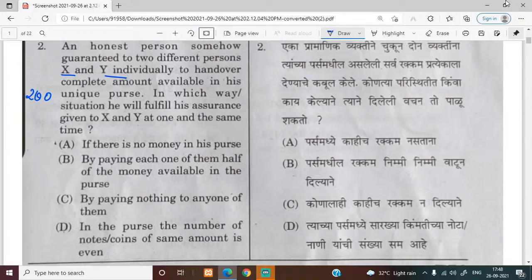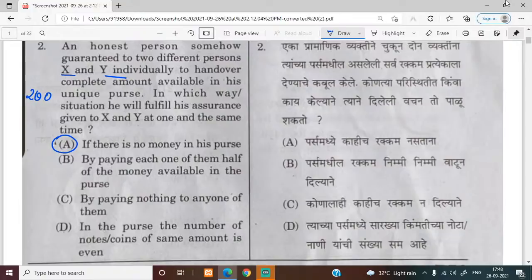Do you think if you have some money in your pocket, assume 200 rupees, and you said, I will pay X also and Y also 200? No, because you have only 200. But you have promised, you are an honest person. You said, I will definitely give this person all the money that I have. So it is only possible if there is no money in his purse. The right answer is option A.